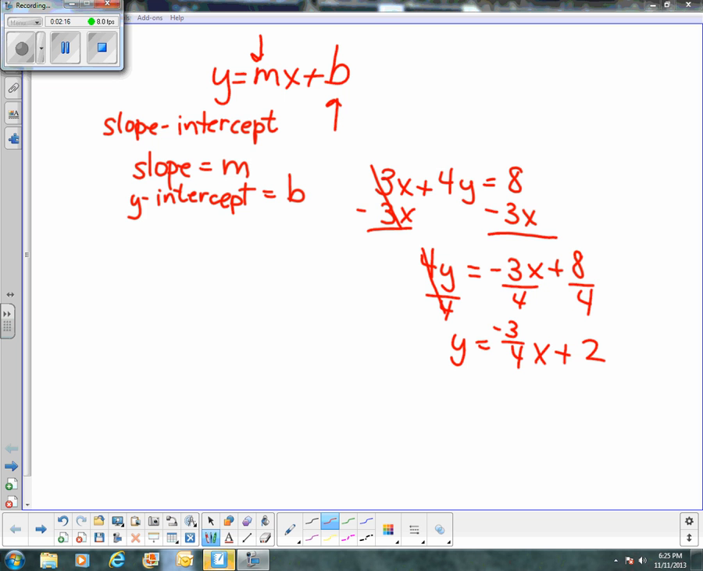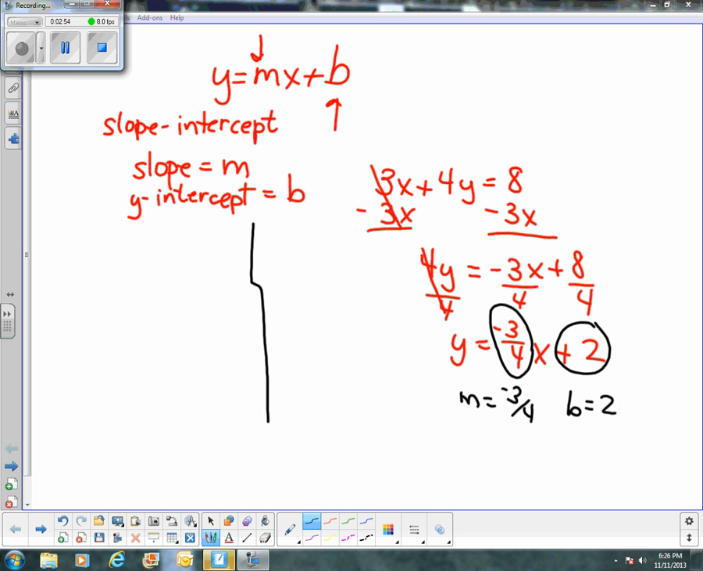Okay, so now we have an equation in slope-intercept form, and we can identify the slope. The slope is m. The slope is right here. So m equals negative 3/4. And we can also identify the y-intercept, which is positive 2. Once we know those two things, this equation is very easy to graph.